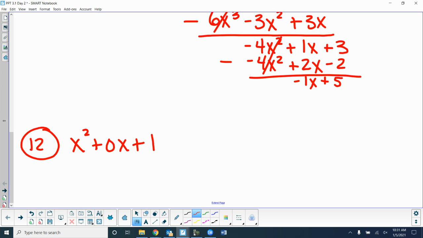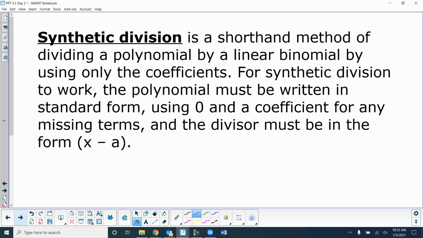Okay, so long division takes a little bit longer, right? That's what it's called, long division, I guess. All right, but synthetic, what we're doing today, a lot quicker. Okay? So it's a shorthand method of dividing a polynomial by a linear binomial. So these will always be binomials. We won't have any trinomials like number 9 that we're dividing by. And all we're using is the coefficients.